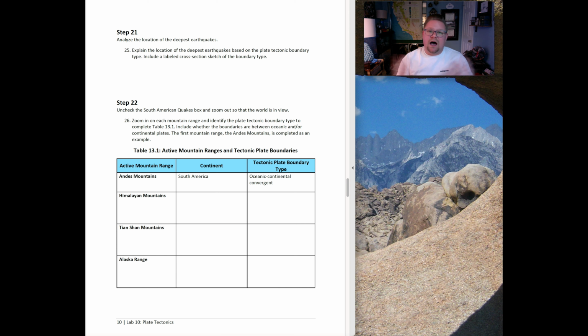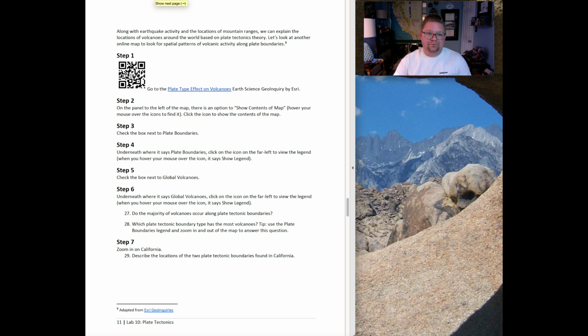It says, uncheck the South American quake boxes and zoom out so the whole world is back in view. Zoom in on each mountain range and identify the plate tectonic boundary type. So you're going to find, as an example, the first one, the Andes, is done for you. Where is it? It's on South America. What boundary type is it? It's ocean to continental convergence. So you're going to be able to look at all these other mountain ranges, identify what continent that mountain range is on, and what type of boundary is creating that mountain range itself.